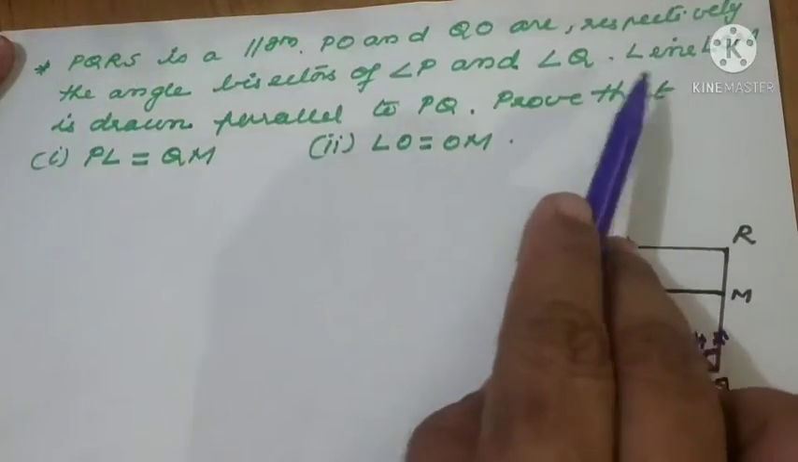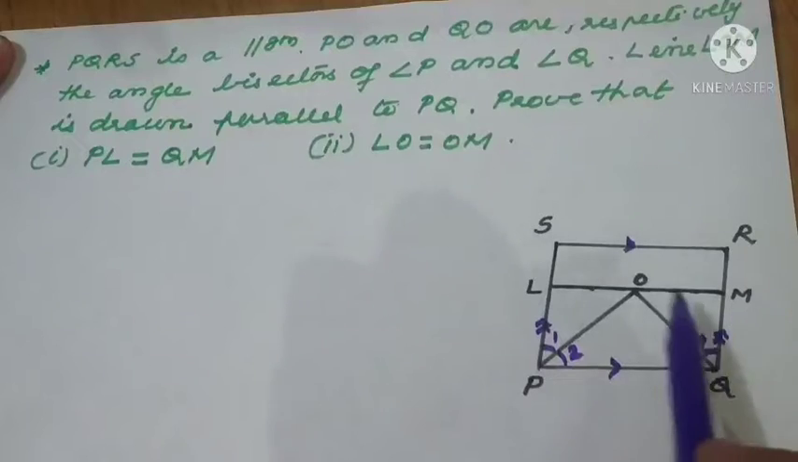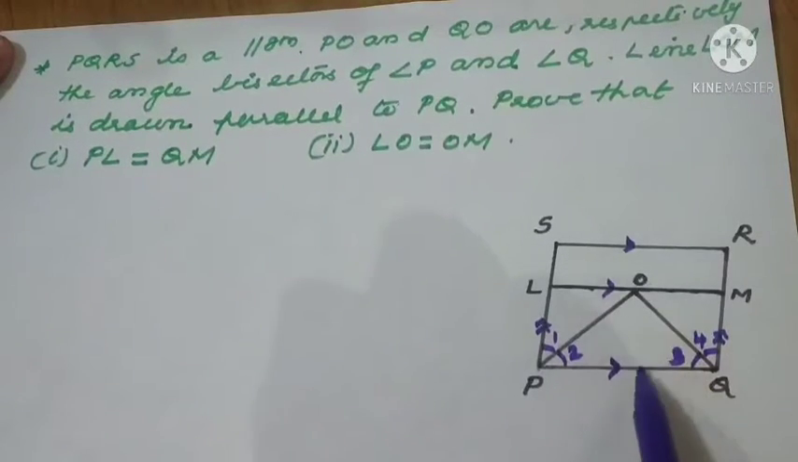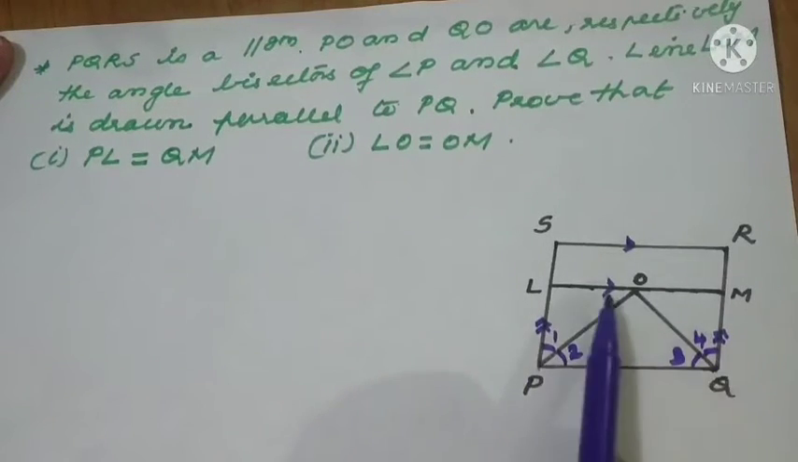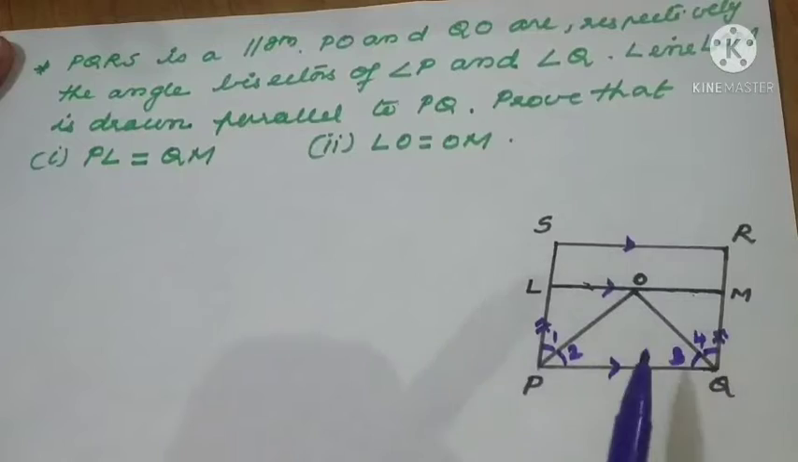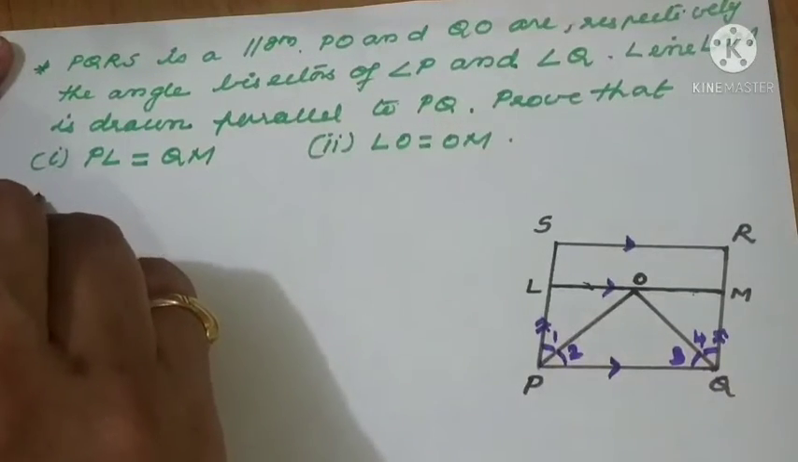Next, line LOM is drawn parallel to PQ. That means this is also parallel to PQ only. All the three are parallel now. Prove that PL equal to QM and also LO equal to OM. Okay, so we'll write given now.